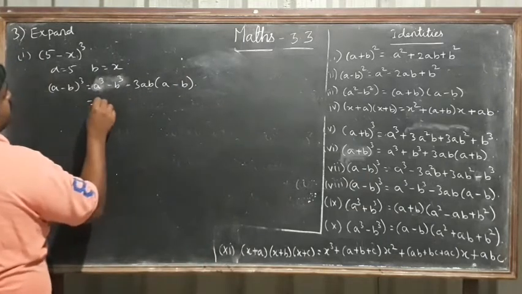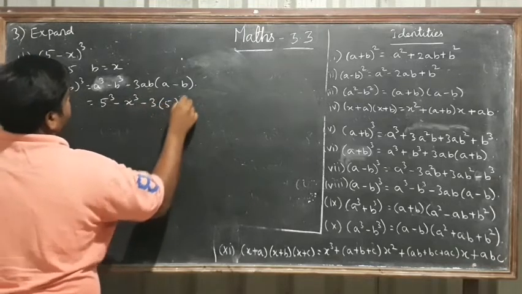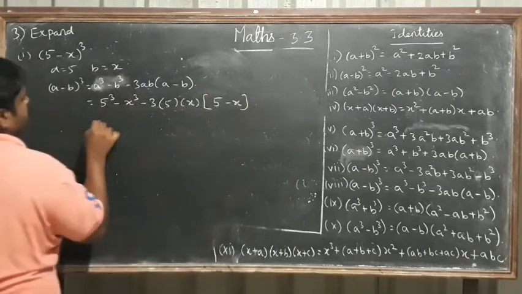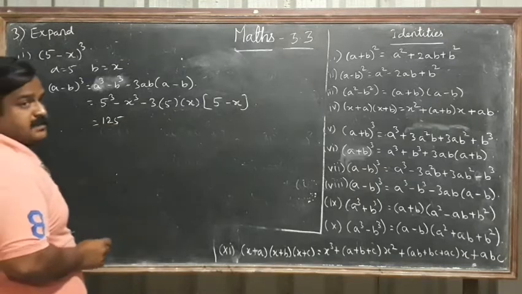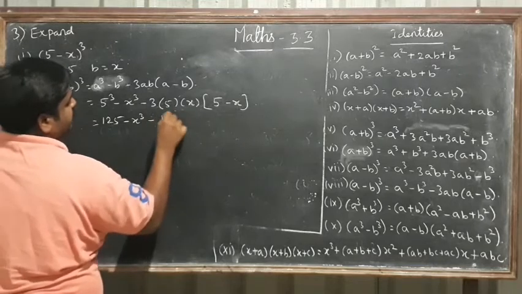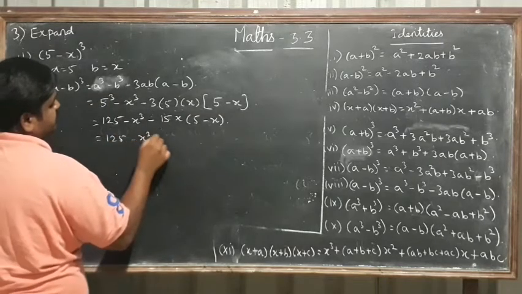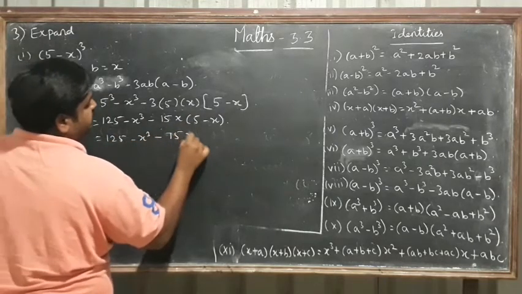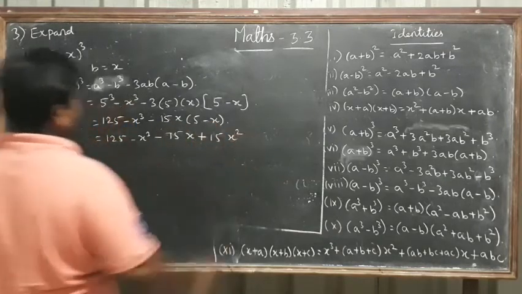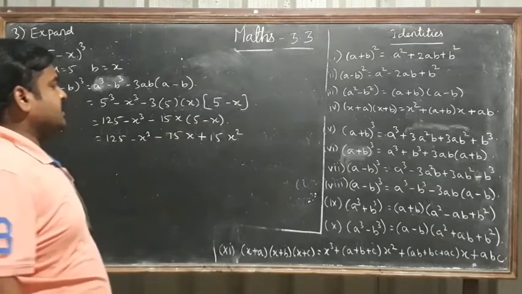Which is equal to, substitute the values. A cube is nothing but 5 cube, minus b cube is x cube, minus 3 into ab is 5 into x, into a minus b is 5 minus x, which is equal to 5 cube is 125. 5 5s are 25, 25 5s are 125, minus x cube, minus 5 3s are 15, 15 into x will be 15x into 5 minus x, which is equal to 125 minus x cube minus 15 5s are 75x, minus into minus will be what? Plus 15x square.